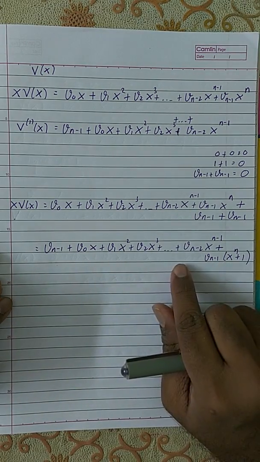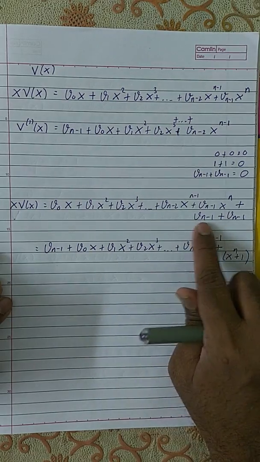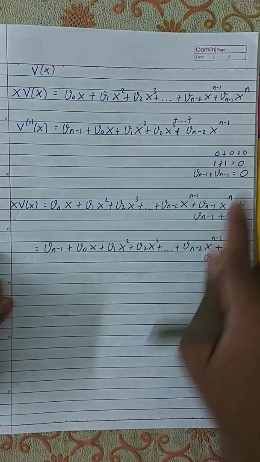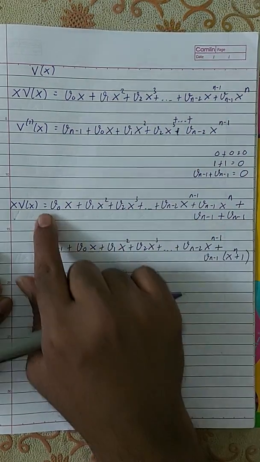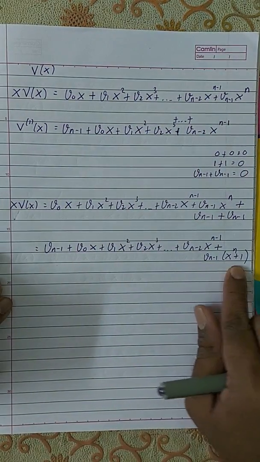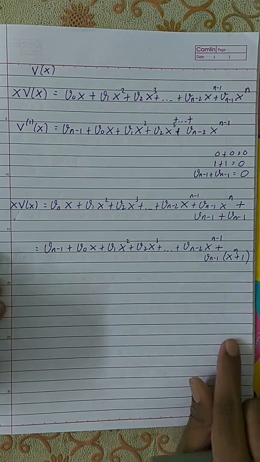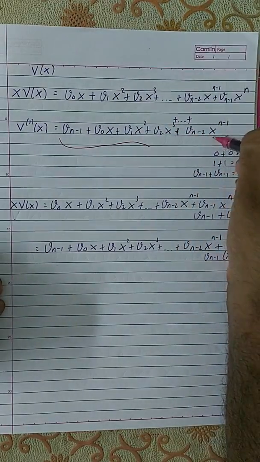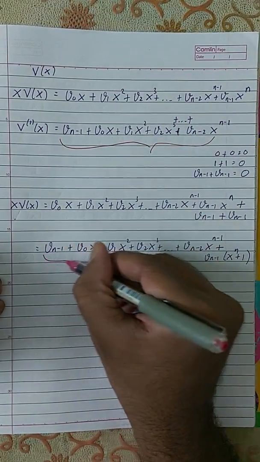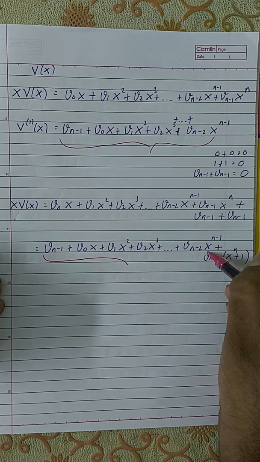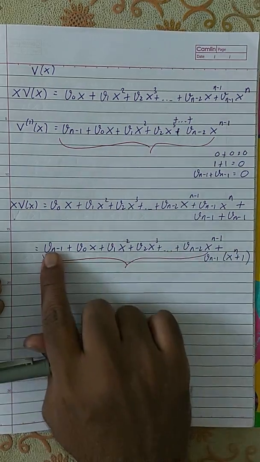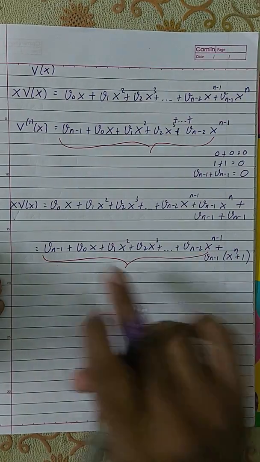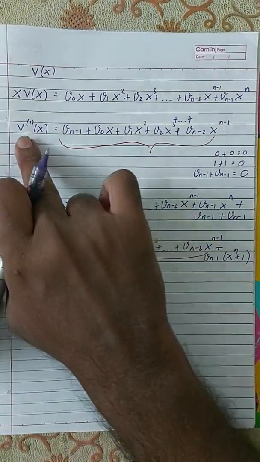What I did over here is that I simply added these two terms extra into x times v of x, and I got this. I moved one vn minus 1 to the first term, and the remaining I took as common. I get this equation. Now if you compare this entire equation with this term over here, then this is nothing but v1 of x.